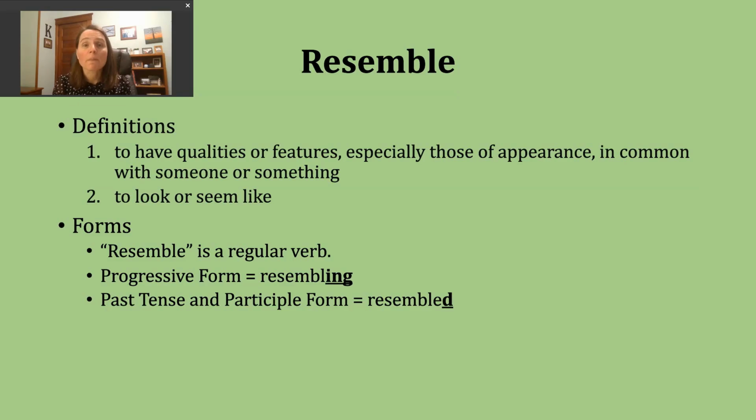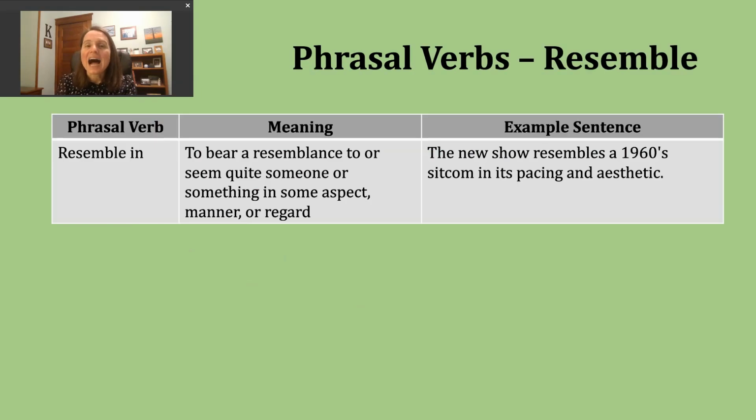Now, the base verb, resemble, ends in a voiced L sound. This means the ed ending is just going to make a D sound. So we're not adding an extra syllable to the verb when we say it. The past tense and the participle form of the verb should sound like this. Resembled. Resembled.